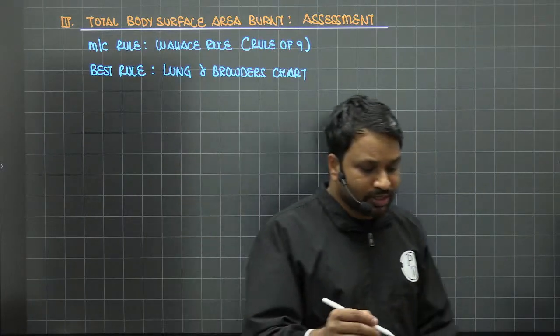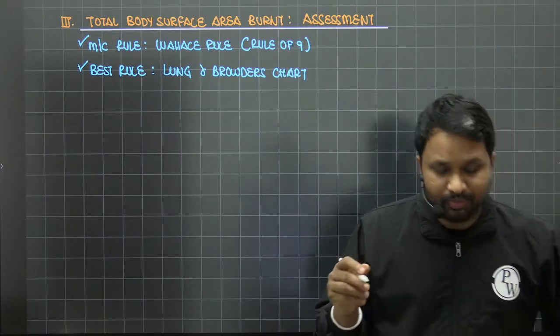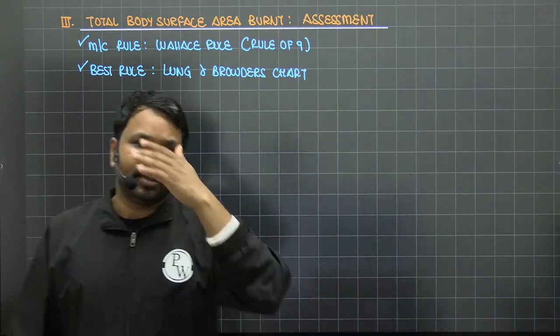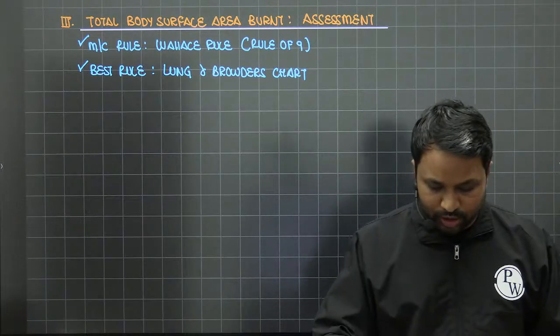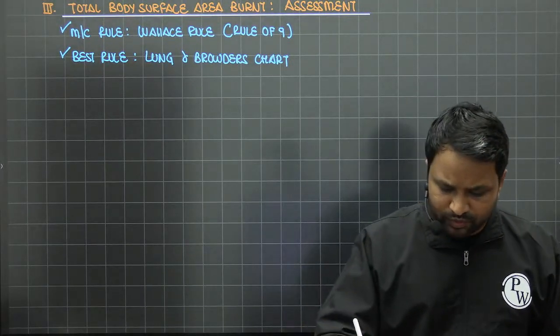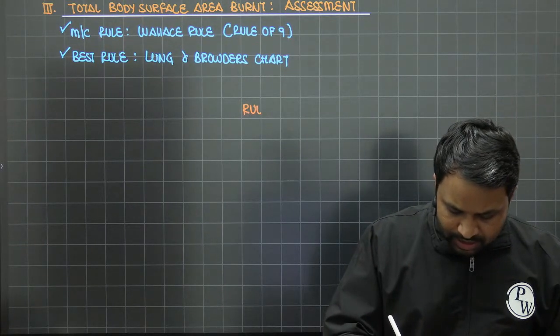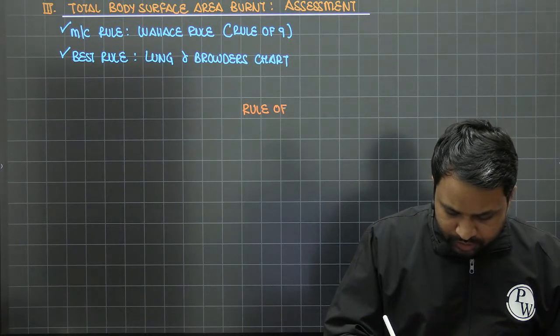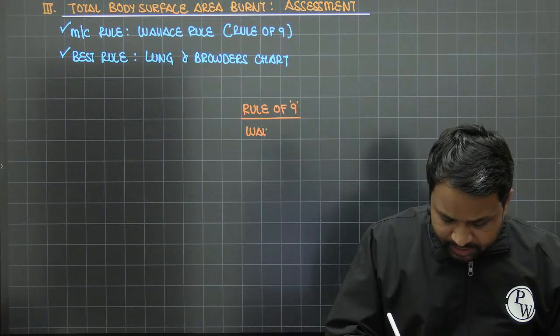So if they ask you the most common rule for assessment, that is going to be Wallace. But if I say what is the best rule for assessment, that is going to be the Lund and Browder chart. Okay? So we'll start with the Wallace rule, that is the rule of 9, for the assessment of total body surface area burnt.